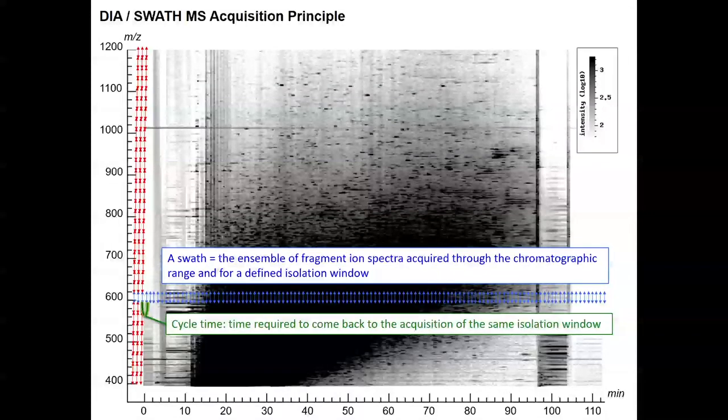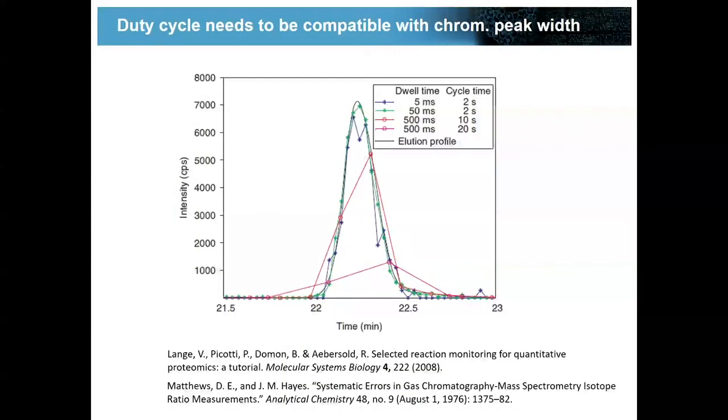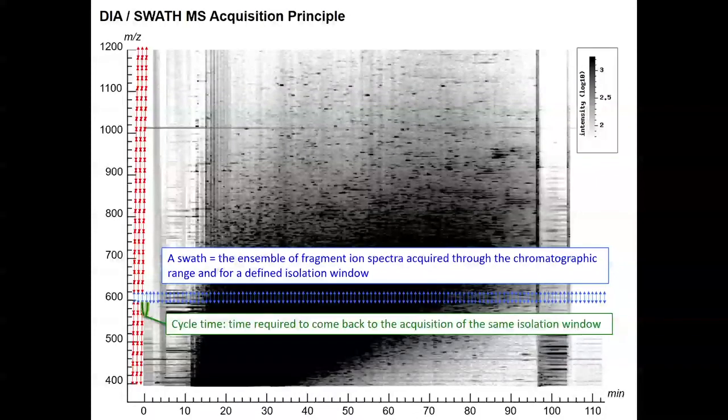And essentially the cycle time, what I was referring to in the last slide, the space in retention time between these two cycles of the instrument, is the thing that we need to take into account. If we have a peak width of 30 seconds or something like this, then we need to have a data point every 2 or 3 seconds in order to reconstruct this peak. And so the spacing between these little blue arrows is significant, and this is what we refer to as the cycle time: the time required to come back to the acquisition of the same isolation window.